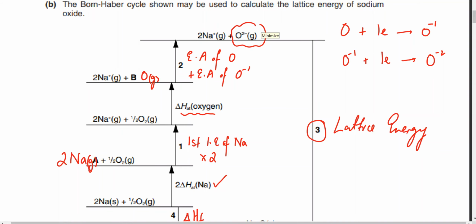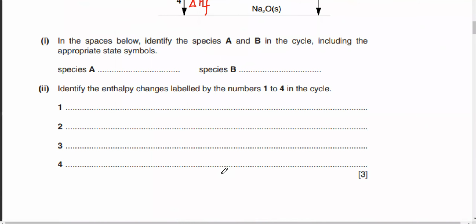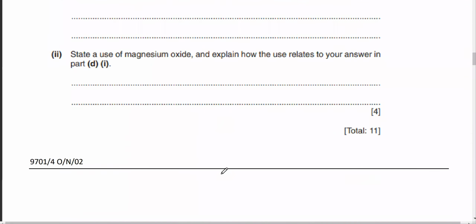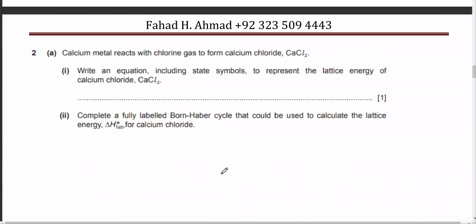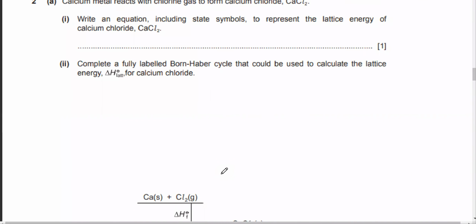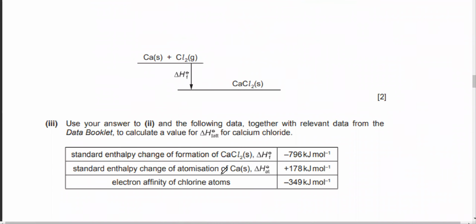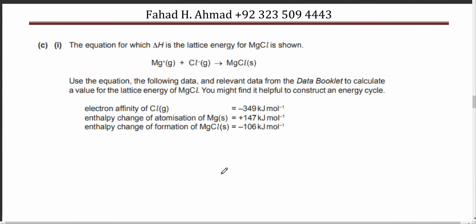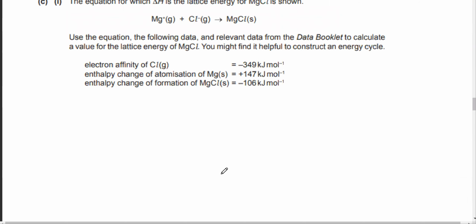Now, that was pretty much it, you just had to identify everything. This is again sodium oxide, so we can ignore sodium oxide for now. Let's try and make a Born-Haber cycle for calcium chloride. I think we did this question in class. This was the question I gave you. Let's forget that and talk about this one.